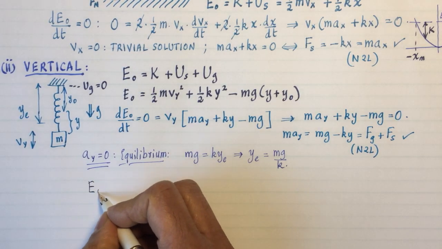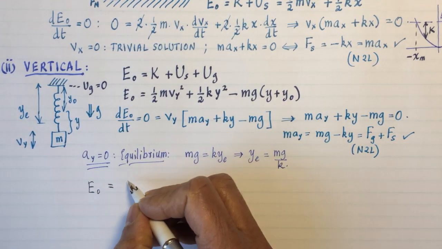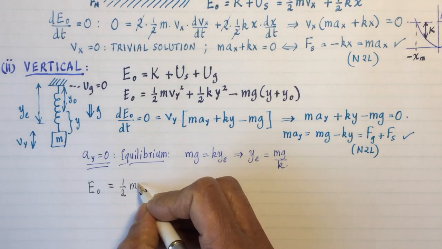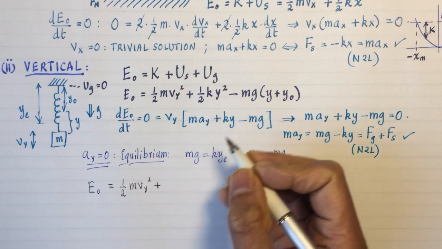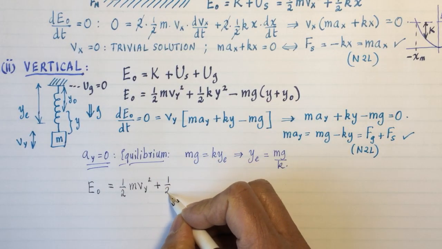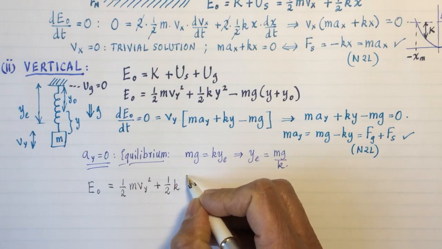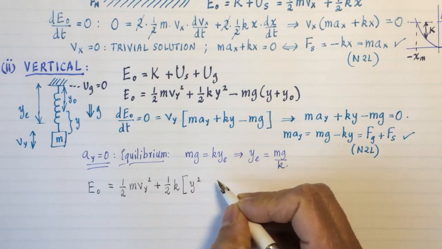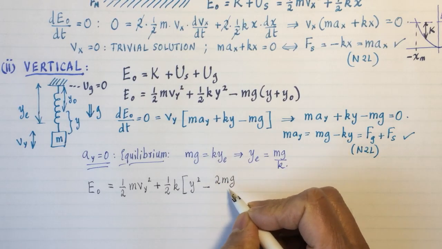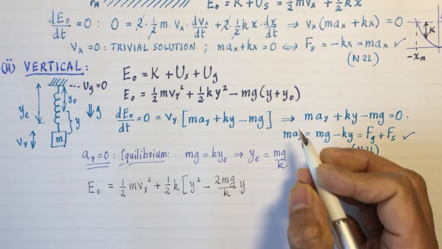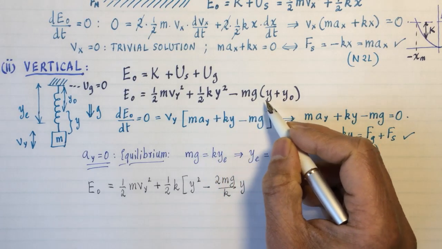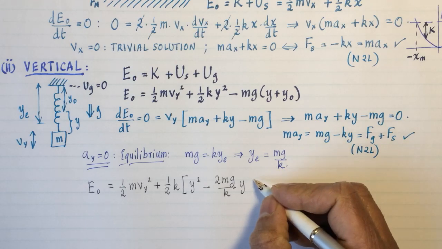So the total energy E naught is going to be 1/2 m vy squared. And then here I'll try to complete the square. So I'm going to take 1/2 k outside. Then I get y squared minus 2mg over k y. So I'm just focusing on the 1/2 k y squared term and the negative mgy term. Those two terms can be written like that.